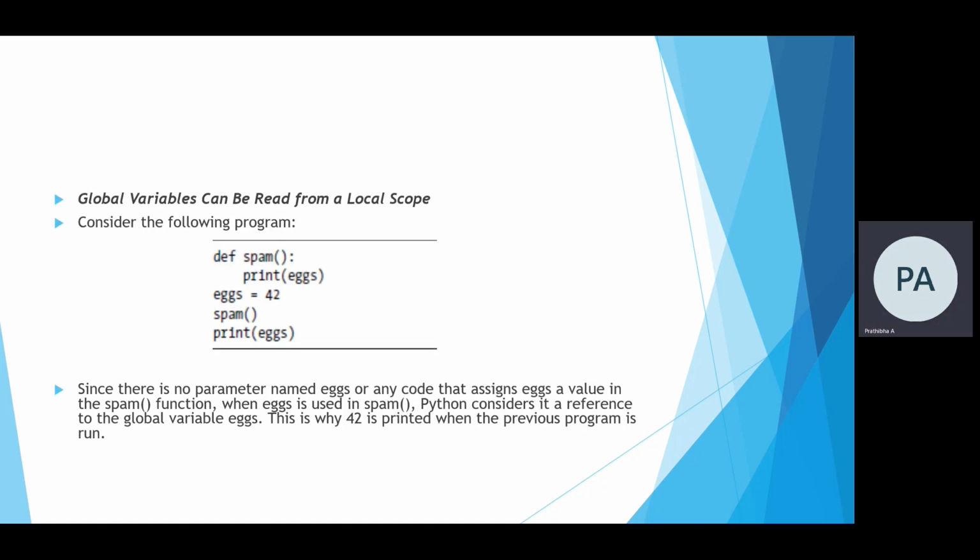Global variables can be read from a local scope. So consider this example, spam. Here you are creating one function and here you are printing x. Even though you have not initialized any value to x, you can access it since it is a global variable. It is present in the global scope. x is equal to 42, so it is a global variable, and you have initialized it with the value 42. So when you call spam, the function executes and it prints the value 42. And here again, if you print the x value, it prints 42 only. Because it is a global variable, it can be accessed in a local scope and also in the global scope.